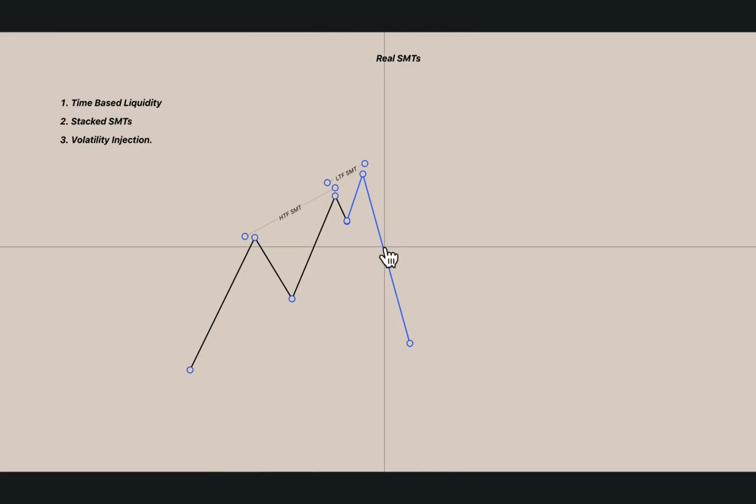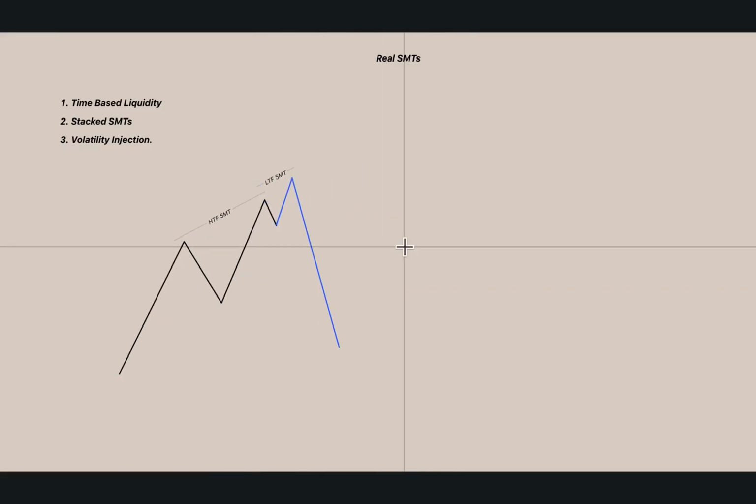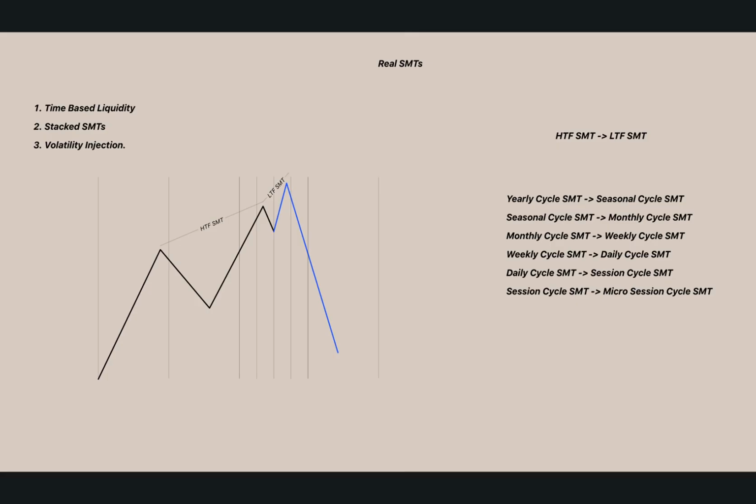And you may ask, what is a valid stacked SMT? And so now I've actually listed out the higher time frame SMT to lower time frame SMT, as well as added some quarters for the annotations here just for clarity for you guys. So continuing with my example, if you were to get a yearly cycle SMT, then you would refer to a seasonal cycle SMT. So for example, you see these big quarters here. These would refer to your yearly cycle SMT. And let's say you had SMT between 2 quarters. Then you would refer to the seasonal cycle and look for an SMT on that time frame as well.